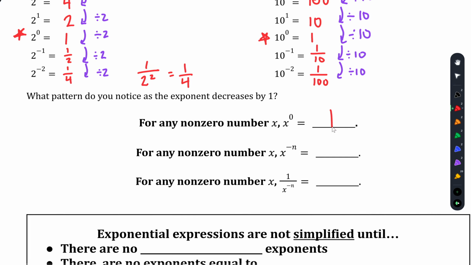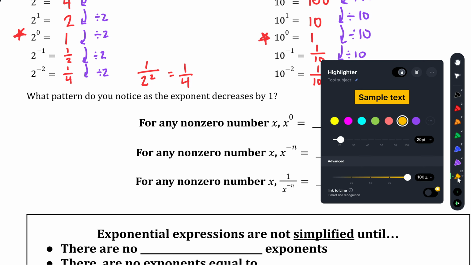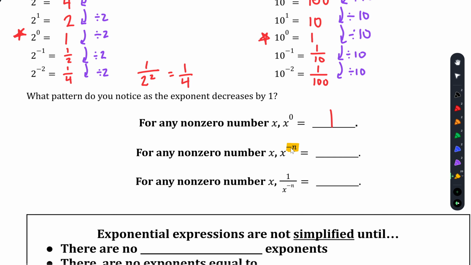For any non-zero number x, if I have x to a negative exponent, it doesn't matter what that negative exponent is, just that it's negative, I'm going to rewrite it as 1/x to whatever that exponent is. Because once I start going negative, it's like division instead of multiplication.